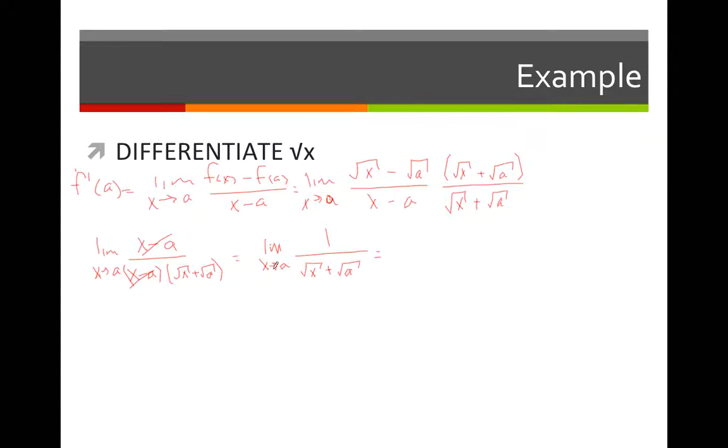And I need to evaluate the limit now. I can plug in a for x, and that doesn't make a bad number in the denominator. So this is just going to be 1 over the square root of a plus the square root of a, which becomes 1 over 2 times the square root of a. And there we get our answer. This is the derivative of the square root of x. So f prime of x is just 1 over 2 radical x.